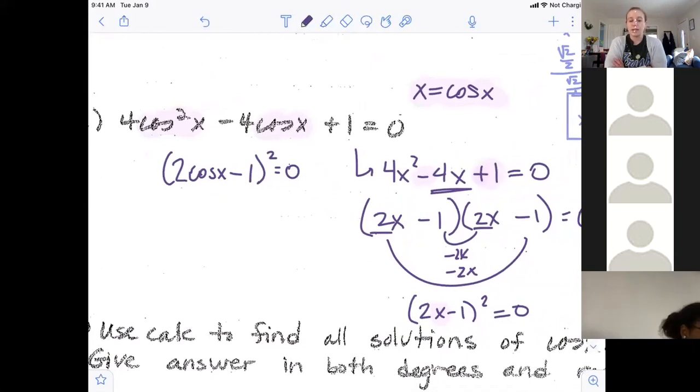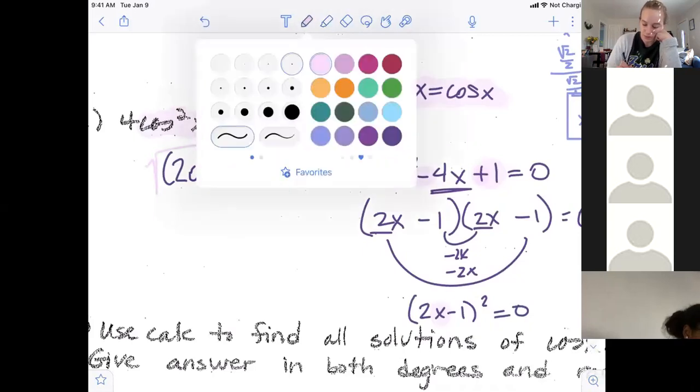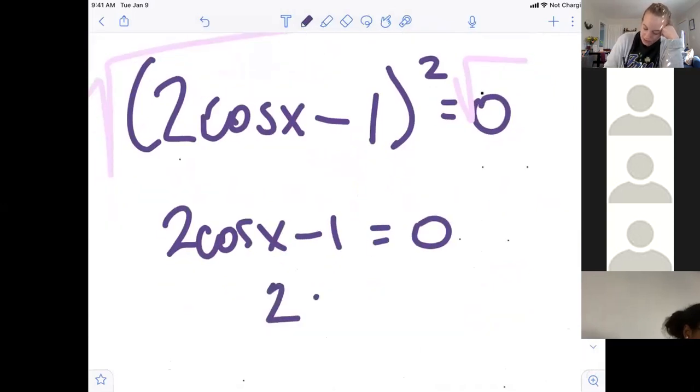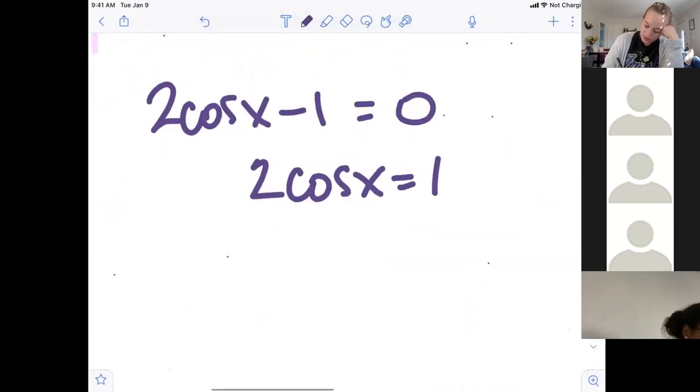And now I'm going to solve this just like I solved all the other ones. My factor is already set equal to 0. I just have to get cos x by itself. Any questions before I start isolating for cos x? Okay. To get rid of the square, I'm going to square root both sides. Square root of 0 stays 0. So that's cool. I get 2 cos x minus 1 equals 0. Add your 1 to both sides. I get 2 cos x equals 1. And then divide by 2, I get cos x equals 1/2.